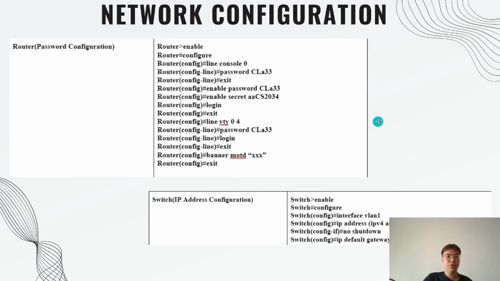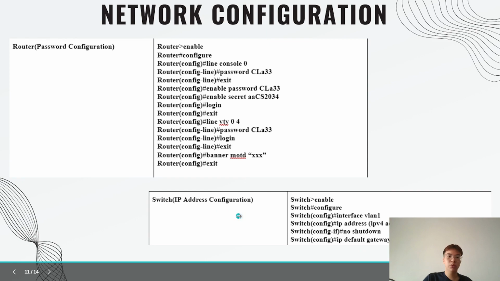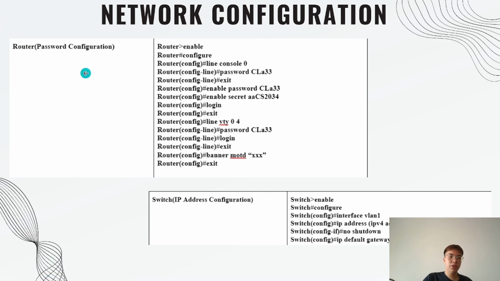The next is network configuration. Here we have the password configuration and the IP address configuration. We do this in both the router and the switch. Here are the keywords for how we configure.